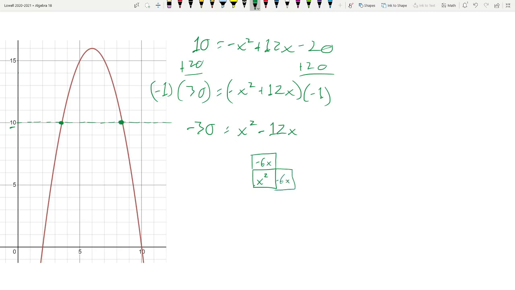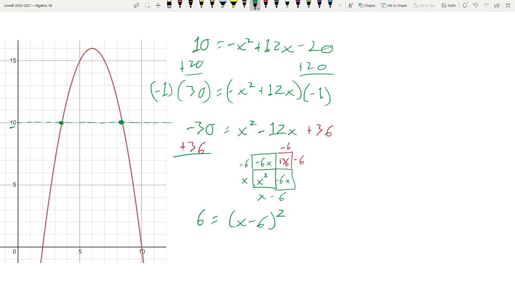So I can already tell this is going to be x minus 6 by x minus 6. And the amount that I need to add in to finish this is negative 6 by negative 6, or 36. So I'm going to add in 36 on the left side and the right side. Okay, so now we will end up with 6 is equal to x minus 6 squared. Again, negative 30 plus 36.